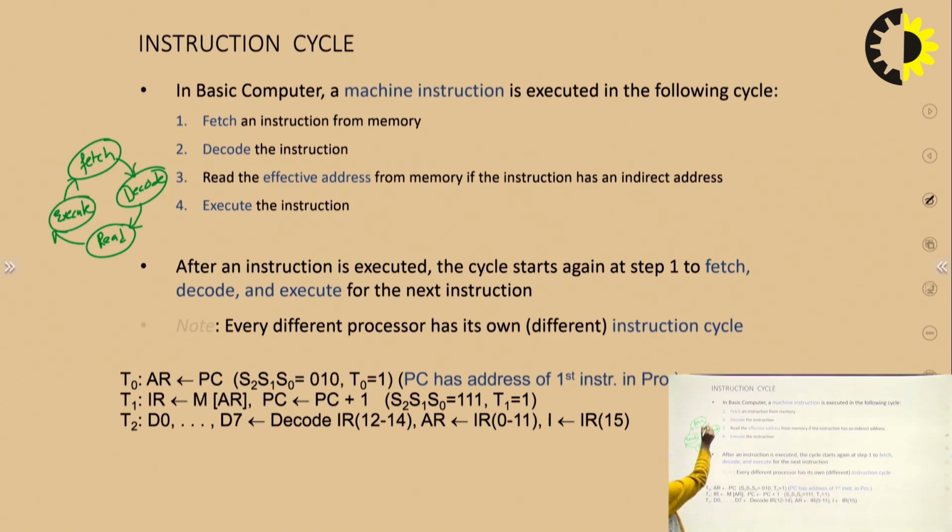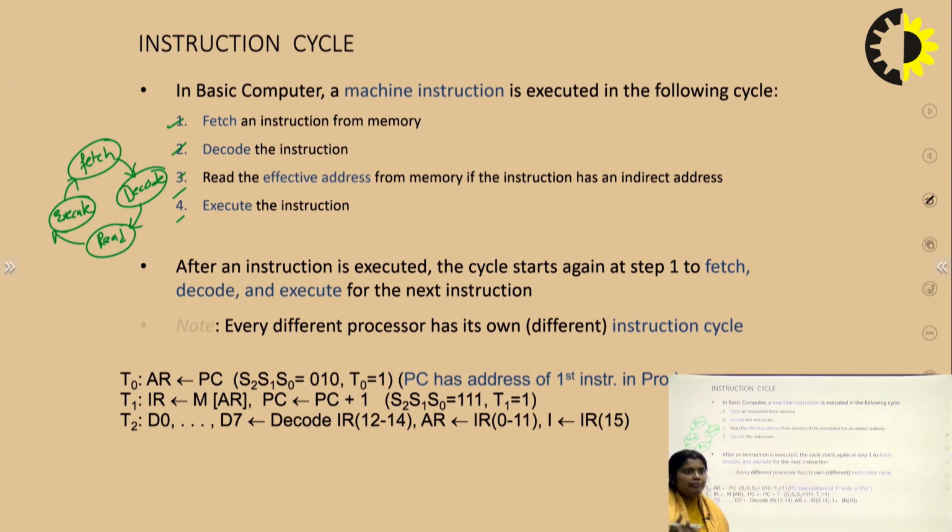This is the 4 phases of instruction cycle. What are the 4 phases of instruction cycle? Fetch the instruction, then decode the instruction, then read, and then execute. Fetch, decode, read, execute. These are the 4 phases of instruction cycle. You have to remember this.